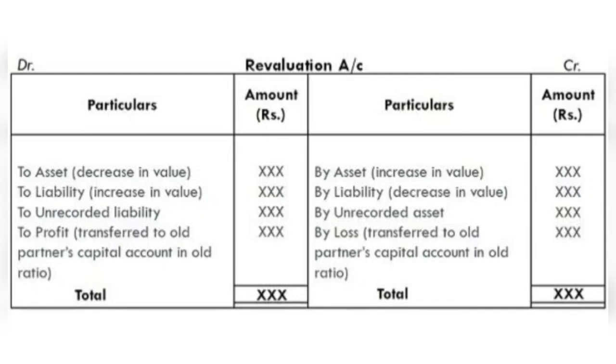Then, taking all the items we have discussed, we have to balance this revaluation account at the end. If the balancing figure is identified on the debit side, that is called revaluation profit, and this profit is distributed in the old ratio among the partners. If the balancing figure is identified on the credit side of the revaluation account, then it is called revaluation loss, and it is also distributed in the old ratio among the partners. So this is the format and method of preparation of the revaluation account.